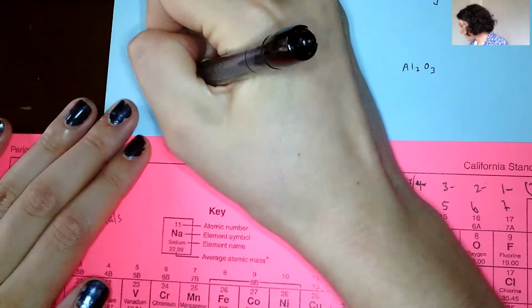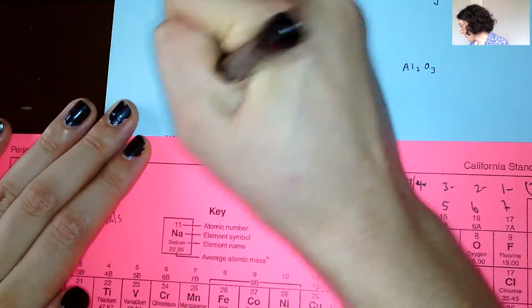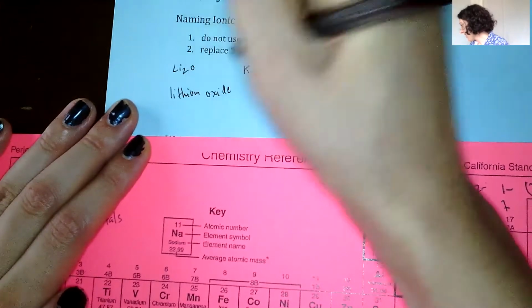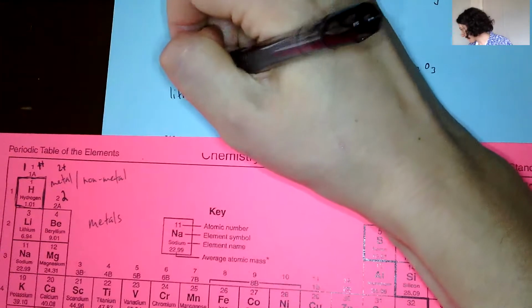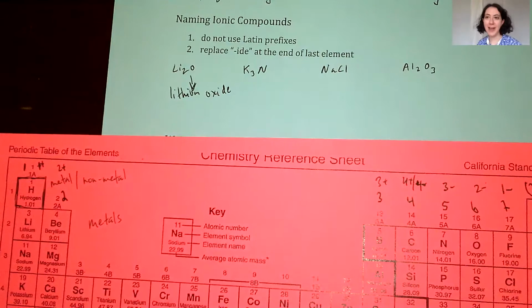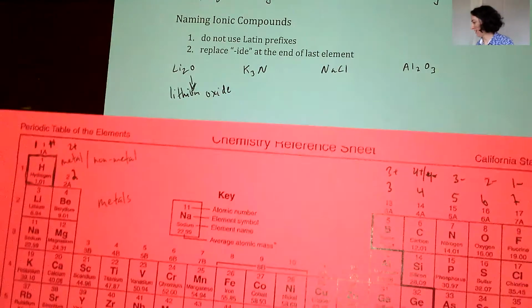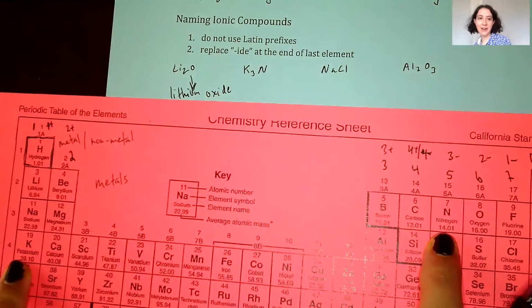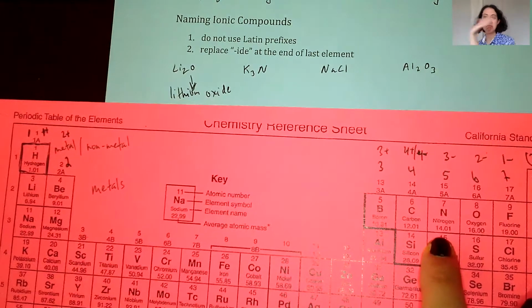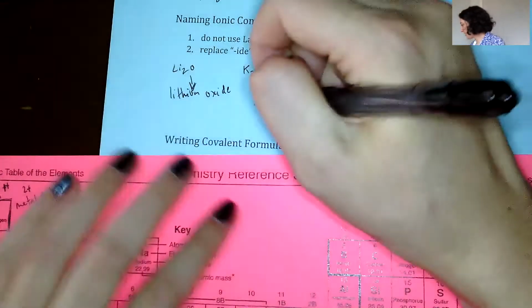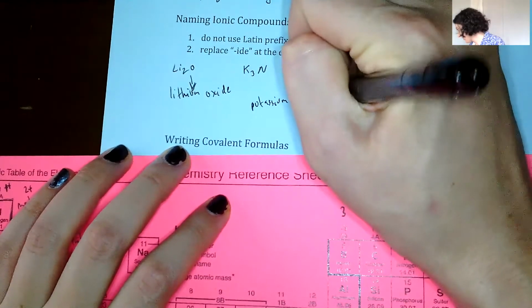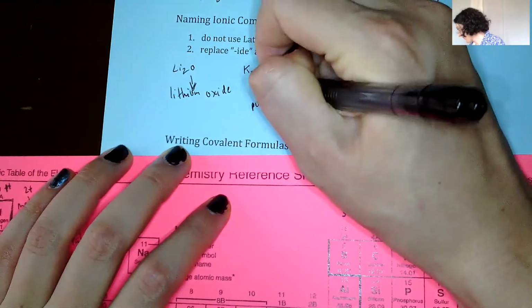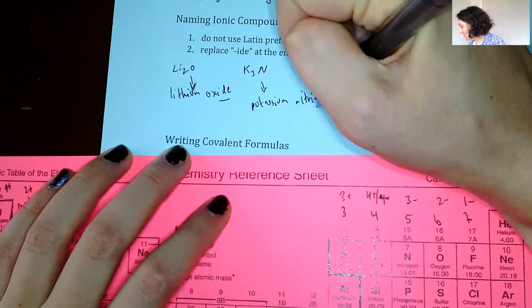So this is going to be lithium oxide. That's it. There's no monoxide, there's no dilithium, just lithium oxide. Super straightforward. Okay, next one. K3N. K is here, N is here. Potassium, nitrogen. Doesn't matter if there's a 3, it's just potassium nitride. The only thing we do change is the endings.